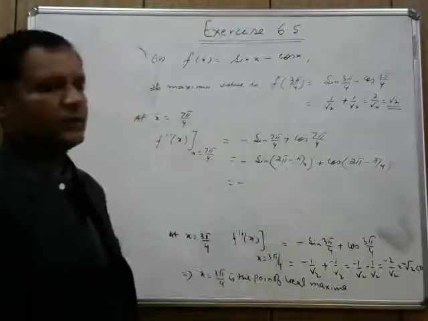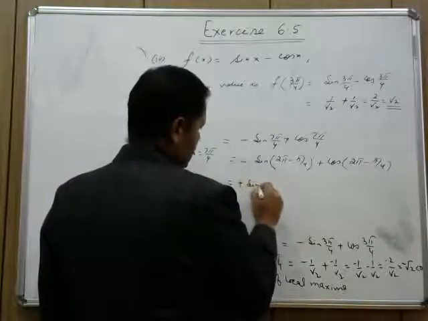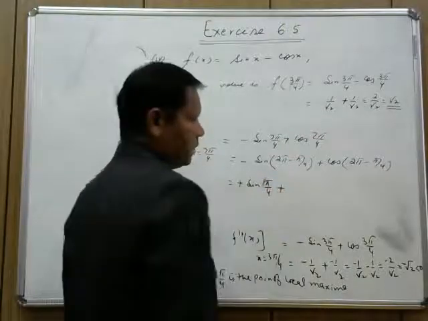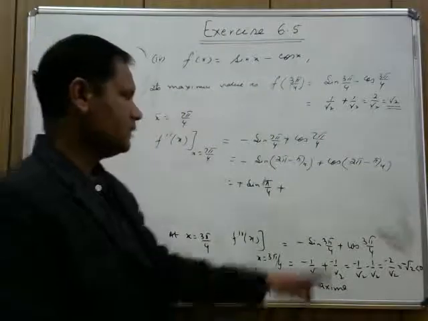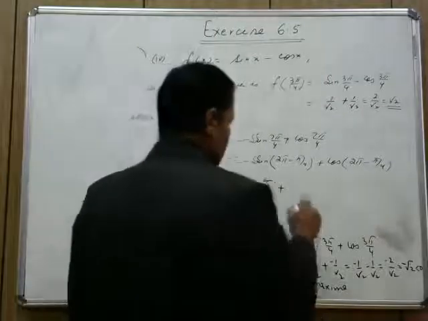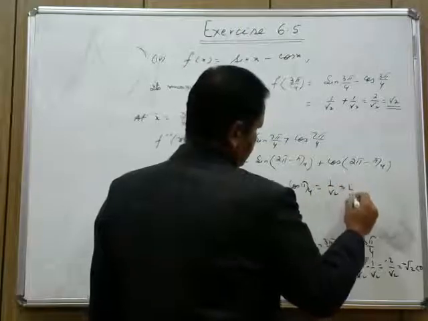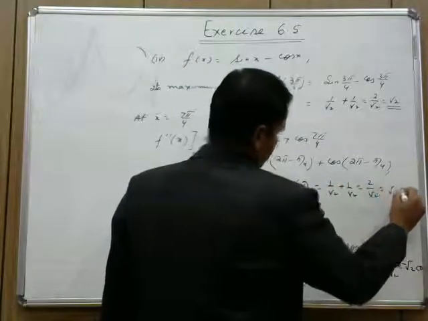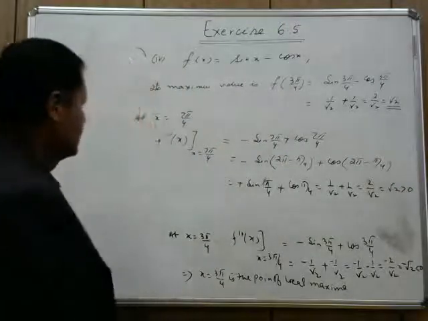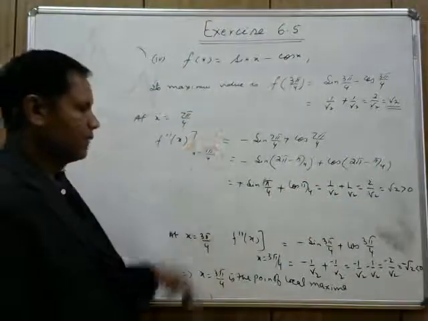And it is in the fourth quadrant. In the fourth quadrant, sin is negative. That's why it becomes what? Positive, that is plus sin pi by 4, plus cos 2 pi minus pi by 4. Cos is positive in the fourth quadrant. That's why we have simple cos pi by 4. And that is 1 by root 2 plus 1 by root 2 is equal to 2 by root 2, and that is equal to root 2, which is greater than 0. It means f double dash of x is greater than 0 at x is equal to 7 pi by 4.